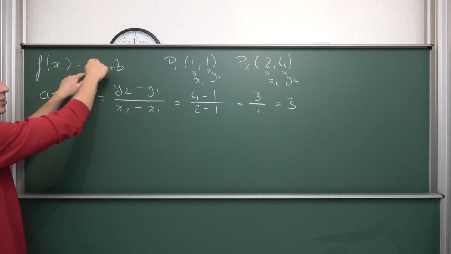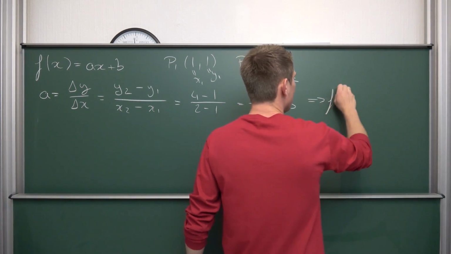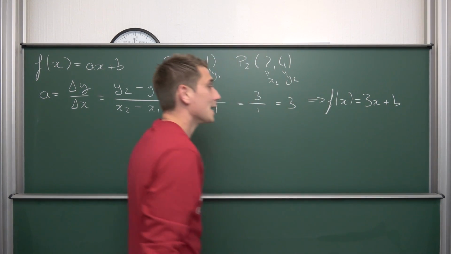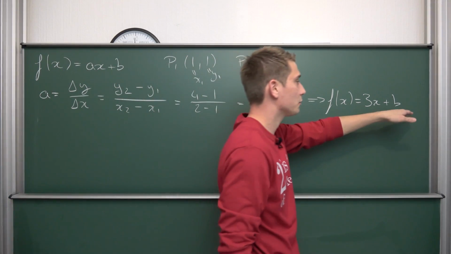And now we can plug a into here, because we have found it out, so let's make use of it. f of x is hence nothing but 3x plus b. Now we have this reduced a tiny little bit. The only unknown that we still need to find out is b.